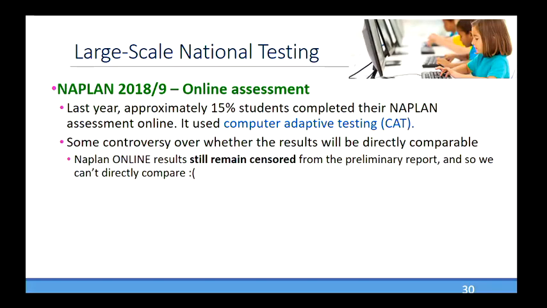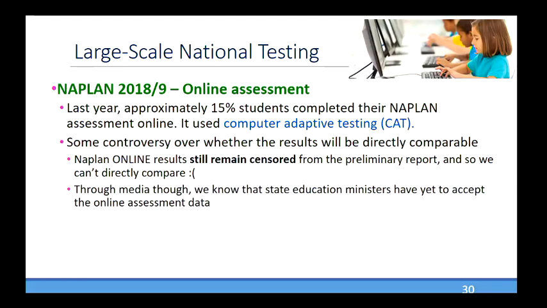Now, last year's results for NAPLAN online are still censored. The Minister has not released them. All the other data I've got access to still haven't been released. And last year in the headlines, state education ministers were not signing off on it. They did not think it was directly comparable. So the national data reported did not include the NAPLAN online scores.